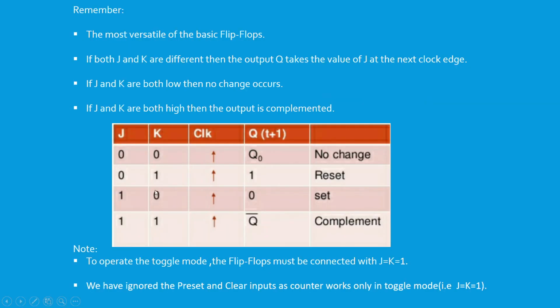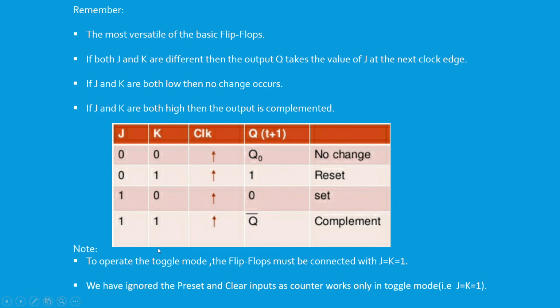So the truth table of the JK flip-flop is like this. If J and K are different, then the output Q takes the value of J at the next clock edge. If J and K are both low, which means both are 0 0, then no change will occur in the output. It means the value stored in the flip-flop is shown as the output. If J and K are both high, which means both are 1, then the output that we will get is the complement. It means the value stored in the flip-flop will get complemented and shown as output.